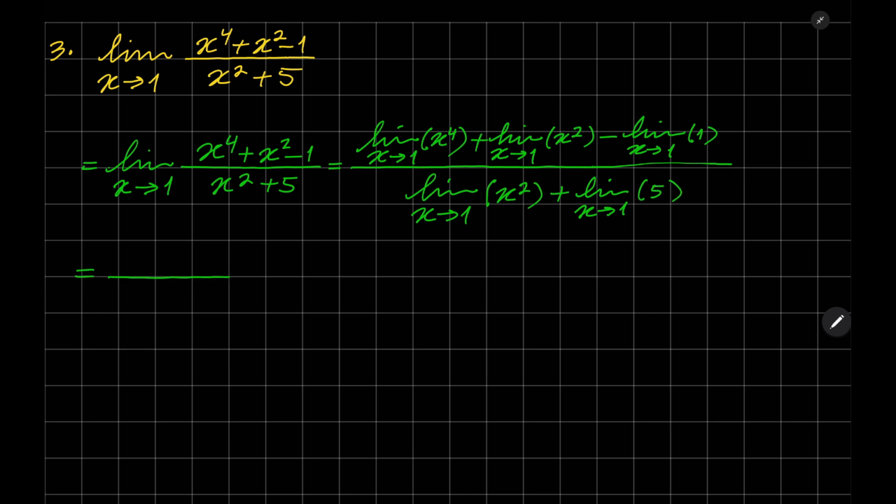This is equal to, if we substitute 1 for x, then it's 1 to the power of 4 plus 1 to the power of 2 minus 1 divided by 1 squared plus 5 is equal to, we can cancel this with this one, then it's equal to 1 over 6. That's the answer. Now let's go to the next example.